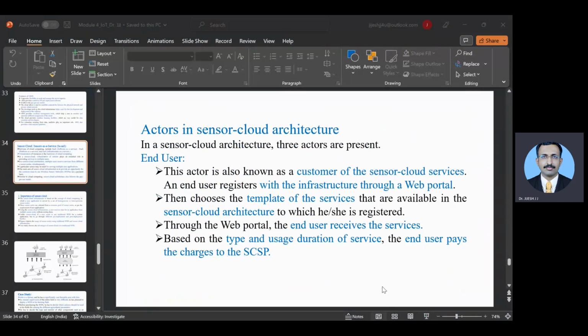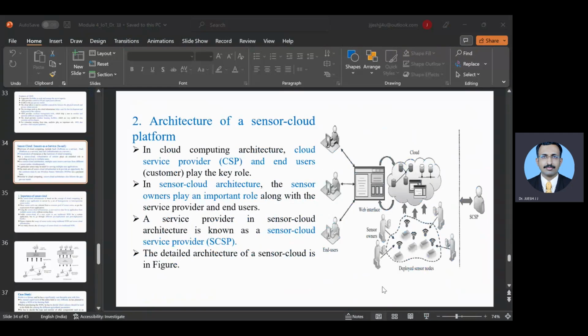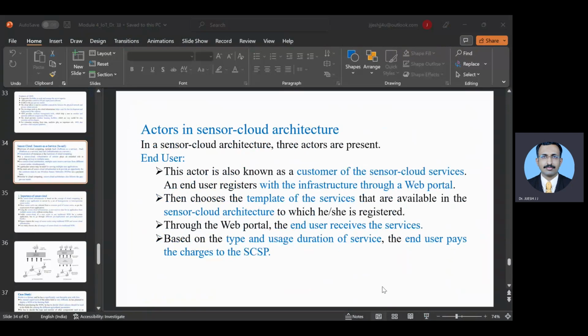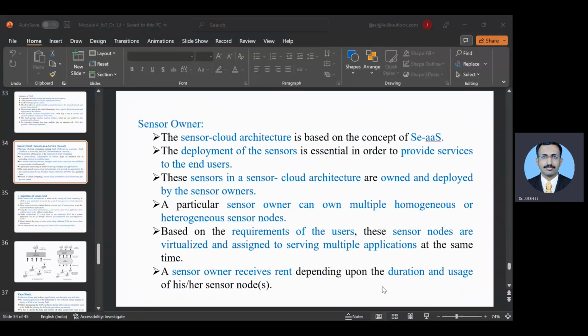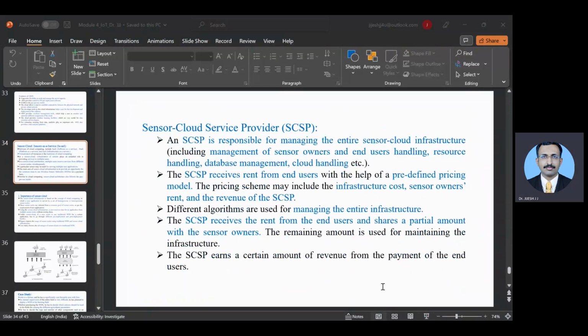Then the others, you have already seen in the figure: the people who are involved in it. So you have three. The first one is the end user. The second one is the sensor owner, who is the owner of the entire environment that is being established. And the third one is the sensor cloud service provider.